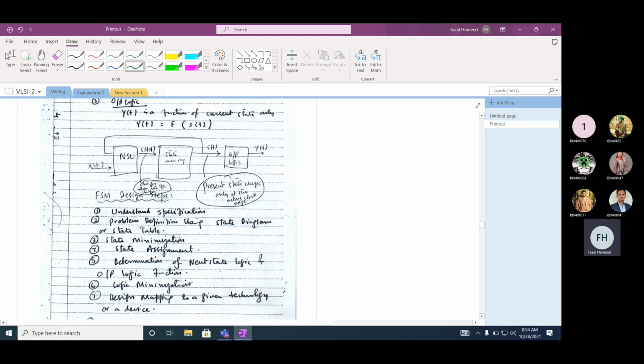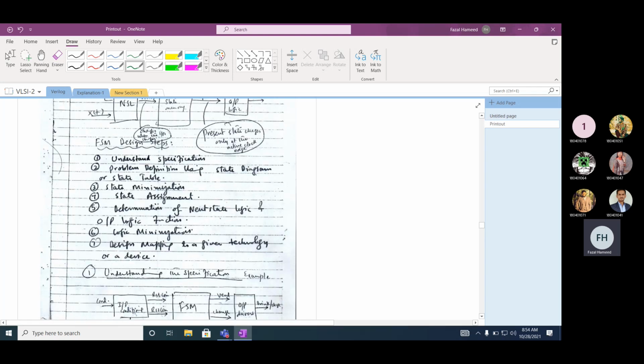Specification of what the system requirements are. Then you will have a problem definition using a state diagram or state table. Then we will have state minimization. Then we will have state assignment. Then we will determine the next state and output logic. And then we will have logic minimization. And then we will have design mapping to a given technology or a device. I will explain this one by one.